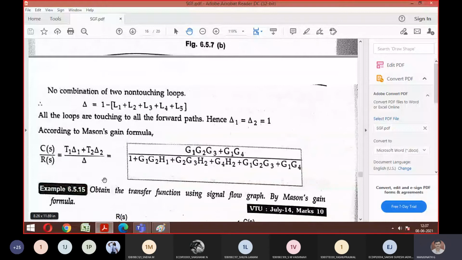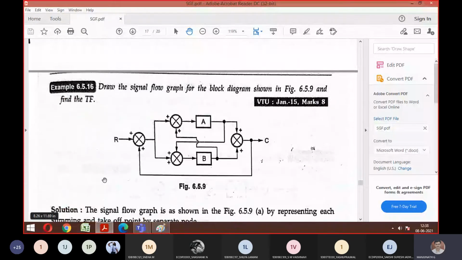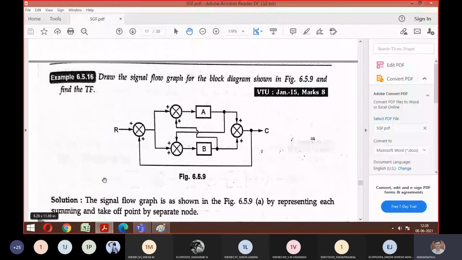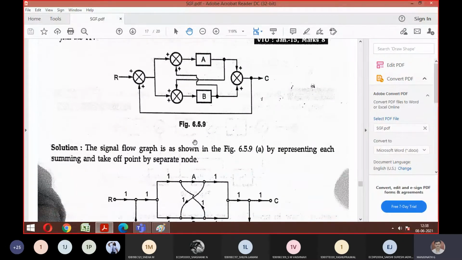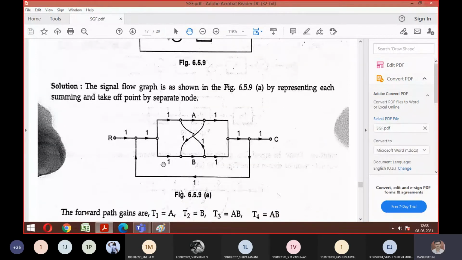We can clearly mention many forward paths, and they are given the blocks as A and B instead of G1, G2. So whatever the question is, just stick with the procedure. And for this we plotted, and we got to know how many loops we have. So I told clearly how to find the loops, correct?